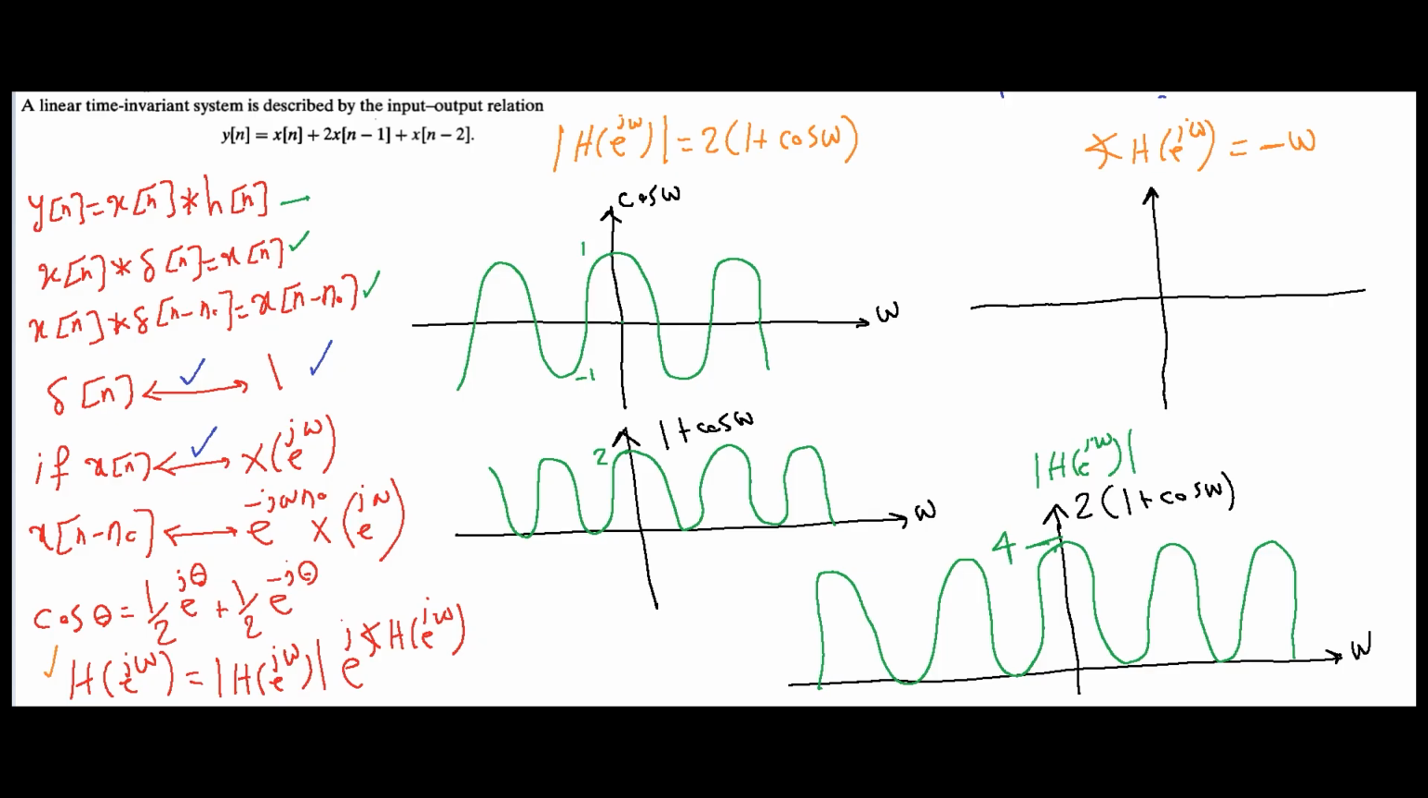Sketching the phase response. The phase response is much simpler. Since it is equal to negative omega, its graph is simply a straight line with a slope of -1.